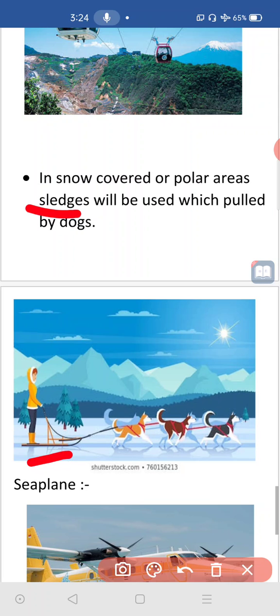So there will be ice and snow everywhere in the polar areas. They will put these sledges on the ice. It means in the icy area. Then these dogs will be pulling that cart. Okay, the sledge will be moving on the ice here. It will be sliding on it. These are called sledges. Okay, and these will be pulled by the dogs in the polar areas.